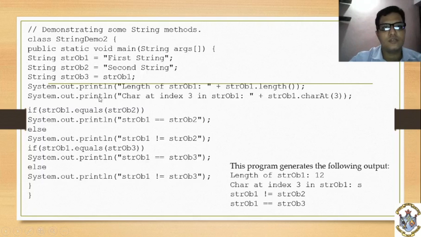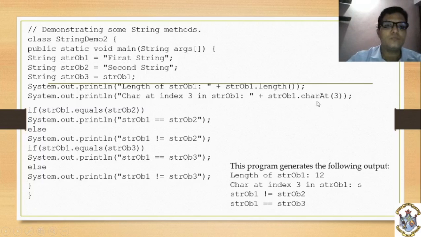Afterwards I am displaying one more statement, charAt index of 3. So we have to see what is the character at index 3 in strOb1. strOb1 means first string. I am identifying that location character, right? What is the third location? Arrays start at 0, right? So 0, 1, 2, 3. This is the third location. So it identifies that location value as x. By using this charAt, you are identifying the character at index values.